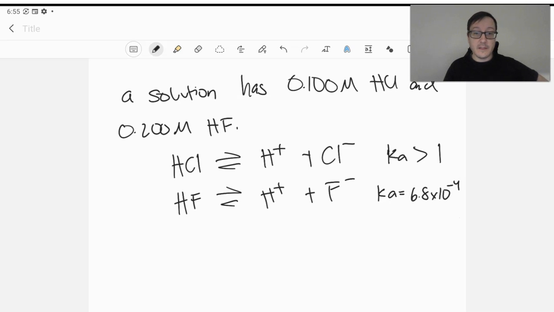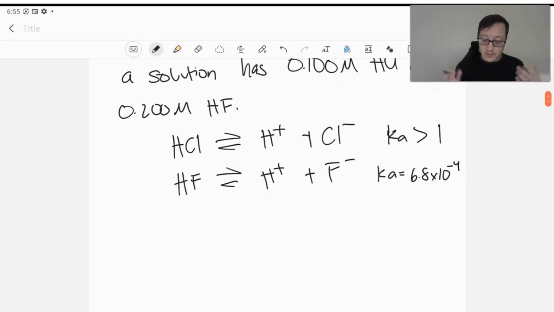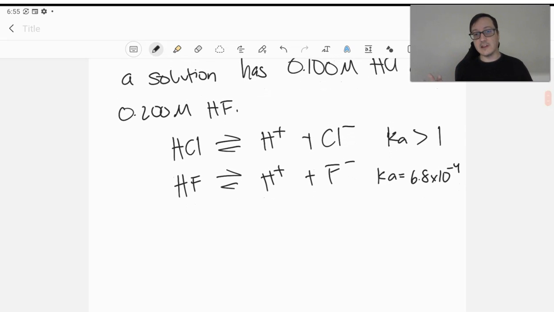So we can see very clearly that the HCl equilibrium is the dominant one. Its Ka is bigger. We looked at this when we were thinking about the acidity or basicity of salt solutions. So the HCl is going to dominate everything. As a result, our solution, before we even worry about the HF, has 0.1 molar H plus and 0.1 molar Cl minus, and that's going to change what happens with HF. Having HCl present in this solution will suppress the ionization of hydrofluoric acid.